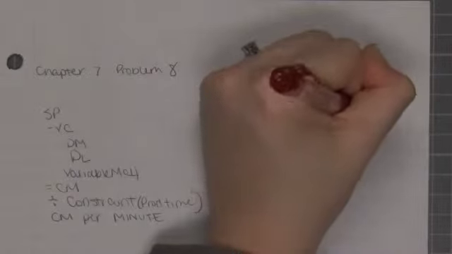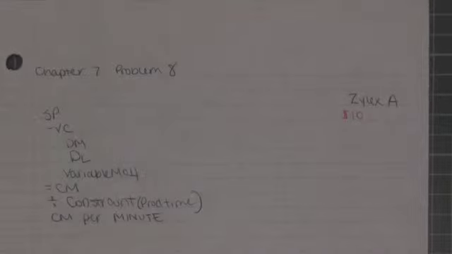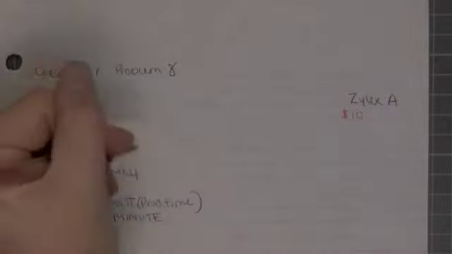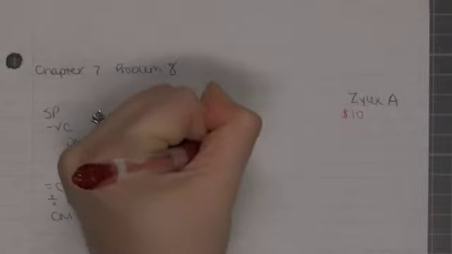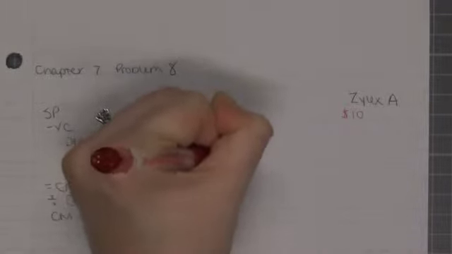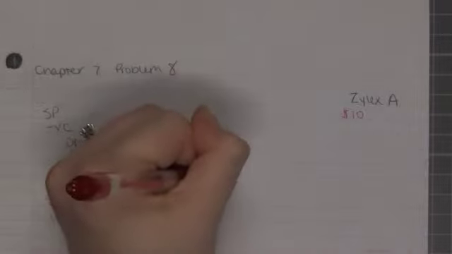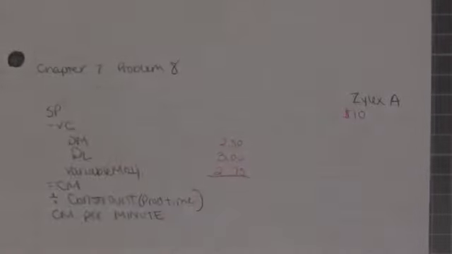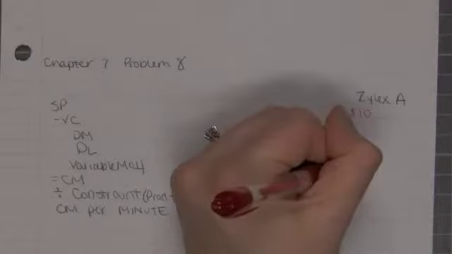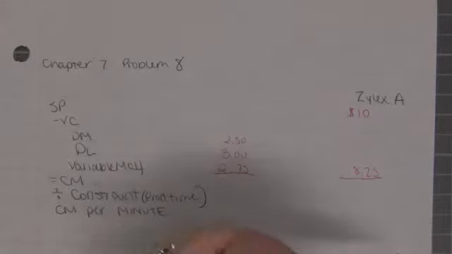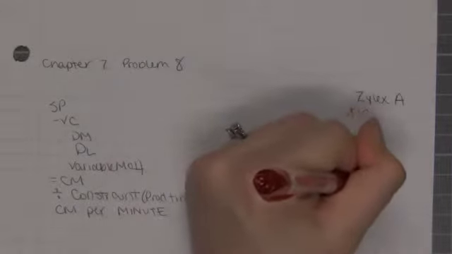The first thing we get from the problem is our selling price. For Xilex A, our selling price is $10 per unit. Then they give us a whole bunch of variable costs. Direct materials is $2.50 per unit, and direct labor is $3 per unit, and variable manufacturing overhead is $2.75 per unit. So since I know that contribution margin is selling price minus my variable costs, I add these variable costs together to get $8.25. So $10 minus $8.25 is $1.75.